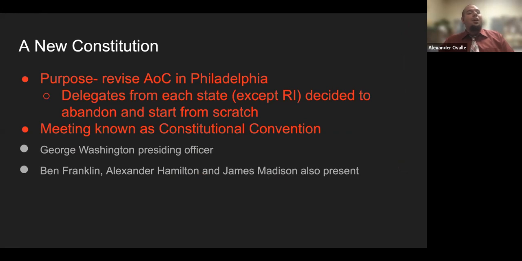A new constitution. The purpose of this new constitutional convention was to revise the Articles of Confederation in Philadelphia. Delegates from each state except Rhode Island decided to abandon rewriting the Articles of Confederation and start straight from scratch. It's known as the Constitutional Convention. George Washington was the presiding officer. Main big wigs there were Ben Franklin, Alexander Hamilton, James Madison, etc. A lot of the founding fathers.